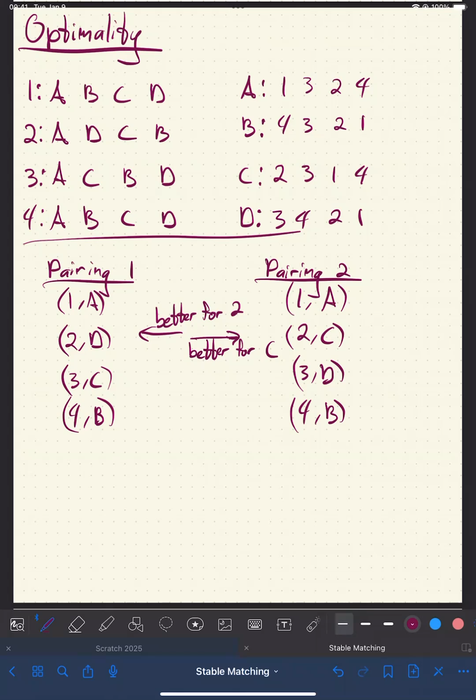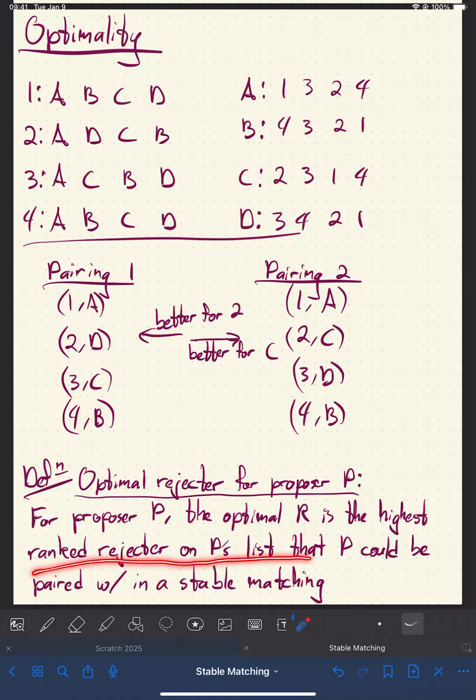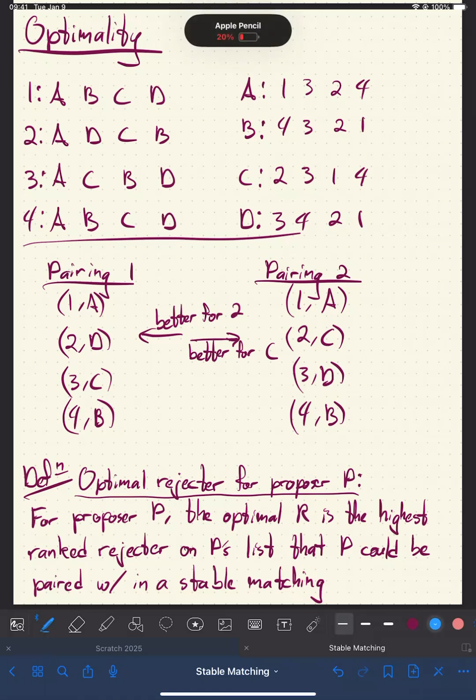And now we're going to give another definition. We're defining something called the optimal rejector for proposer P. That is P's optimal rejector. The person P would want the most in a matching that works is this. For proposer P, the optimal R is the highest ranked rejector on P's list that P could be paired with in a stable matching. And this part, I can't stress enough, is so important.